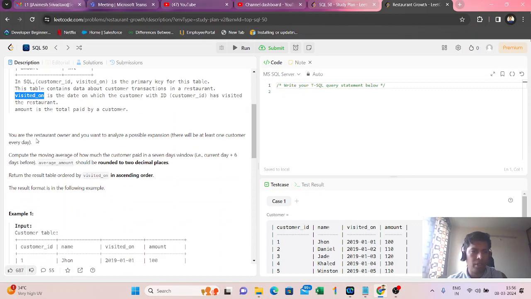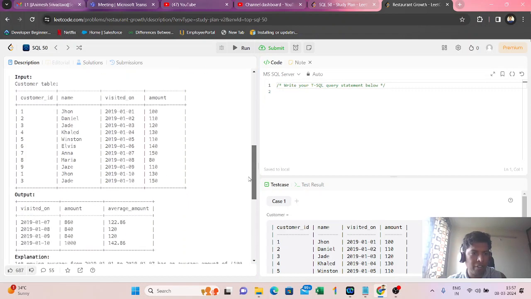You are the restaurant owner and you want to analyze a possible expansion. Compute the moving average of how much the customer paid in a 7-day window. Average amount should be rounded to two decimal places. Return the result table ordered by visited on in ascending order. So we have to use an order by at the end, which will be done using the visited on column in ascending order, and the average amount should be rounded to two decimal places.